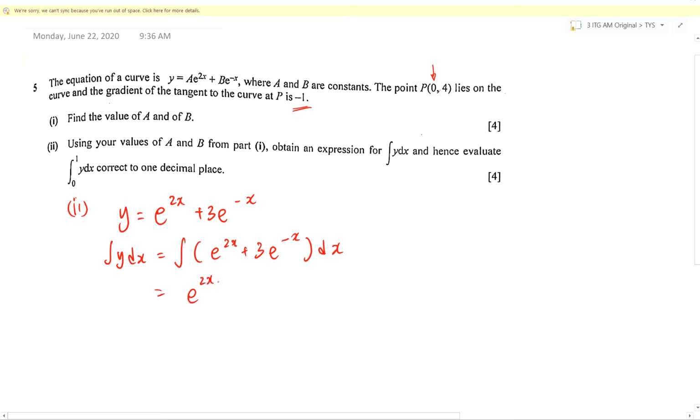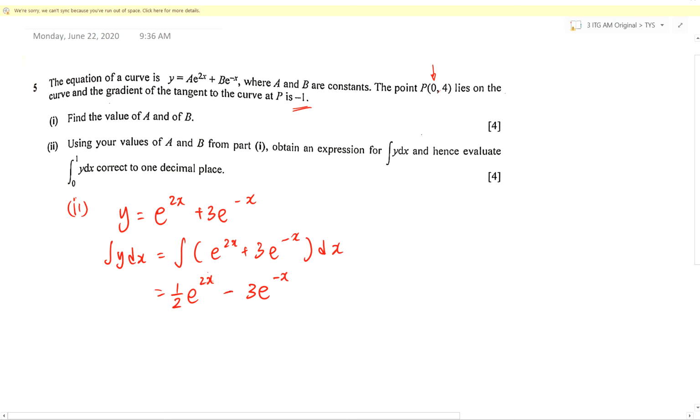We will divide the expression e^(2x) by the differentiation of the power. So when I differentiate the power, I get 2. So I divide that by 2, I get half. So here we have 3e^(-x). I'm going to divide the 3 by differentiating the power of e. So when I differentiate -x, I get -1. So 3 divided by -1, I just need to change the sign.